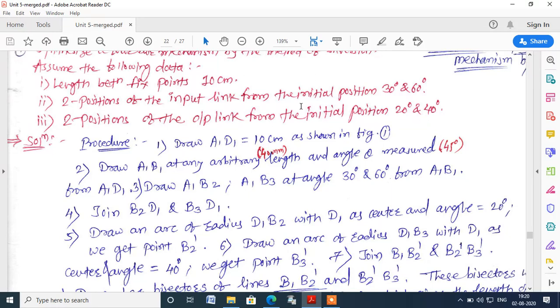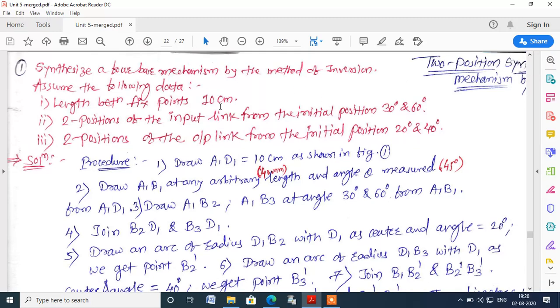So here this data is given, and accordingly we have to synthesize 4-bar mechanism by graphical method, and again in that graphical method which method we have to use, method of inversion. Suppose in the problem it is not mentioned which method, so we can solve by any method, that is method of inversion or relative pole method. But if it is specified that by this method you have to synthesize 4-bar mechanism, then by that method only you have to solve the problem. Then and only then you will get full marks.